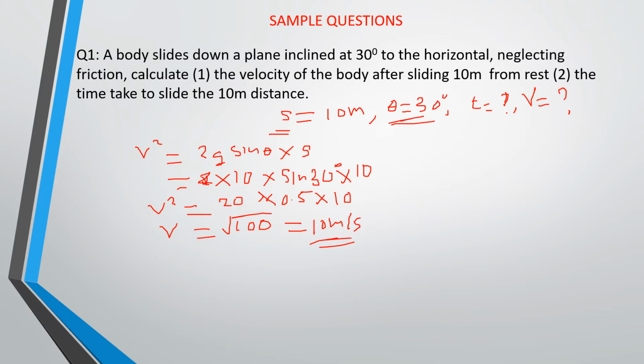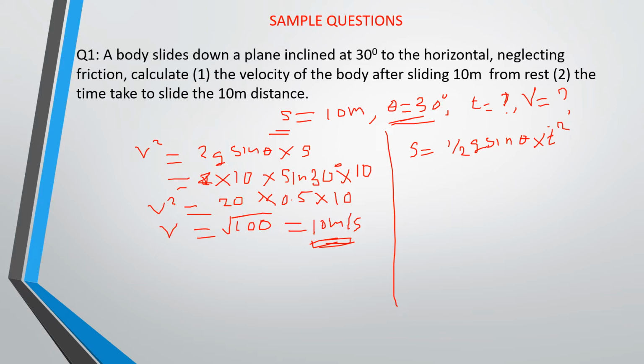So you see how to apply this equation. Your v is 10 meters per second. Then the time to slide this distance, from the second equation, we have that s is equal to, since initial velocity is equal to 0, s equals half g sine theta times t squared.